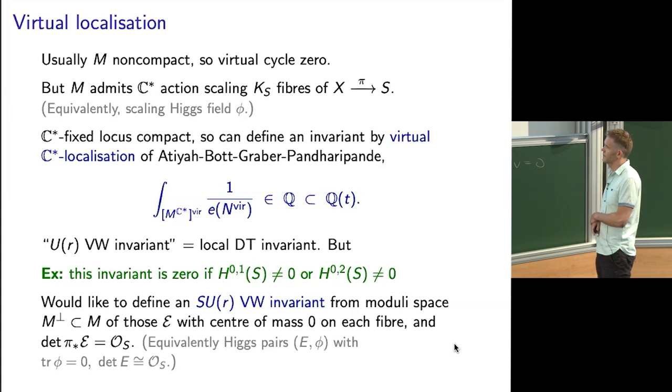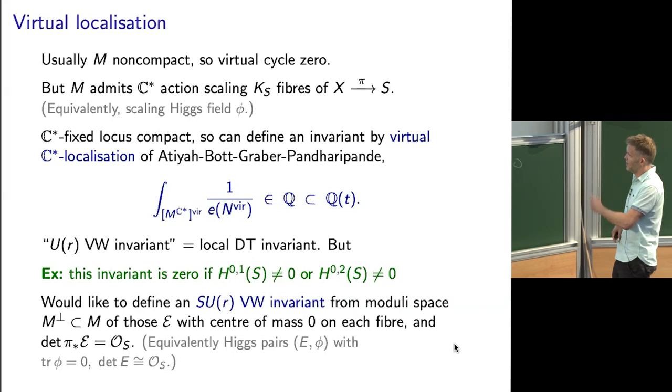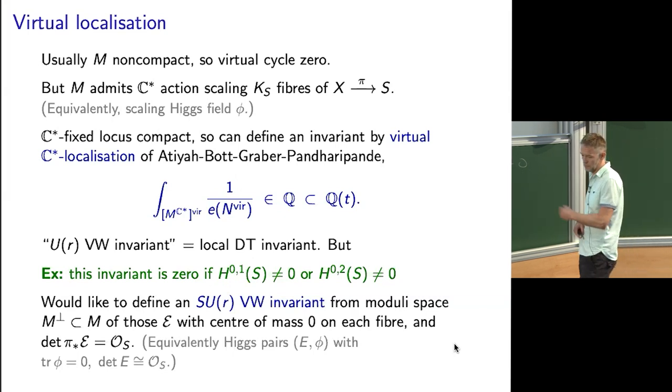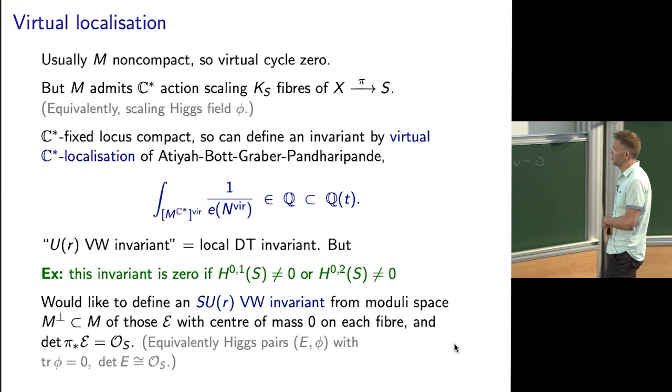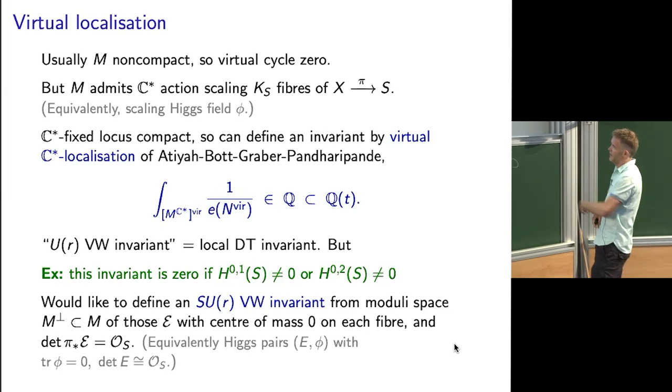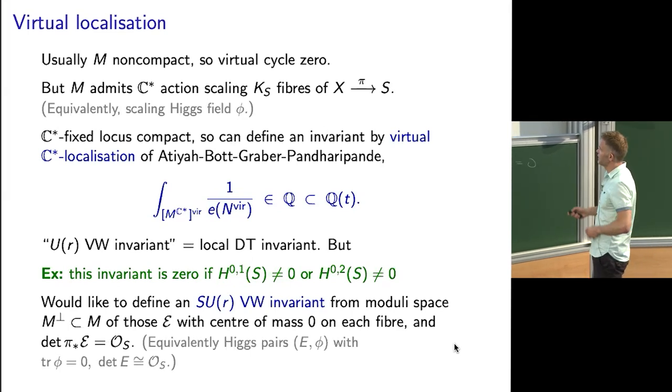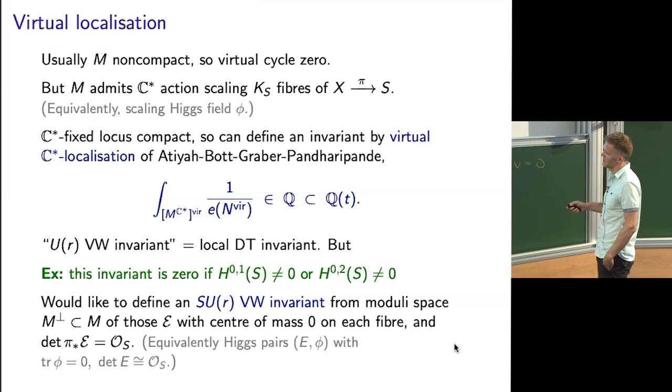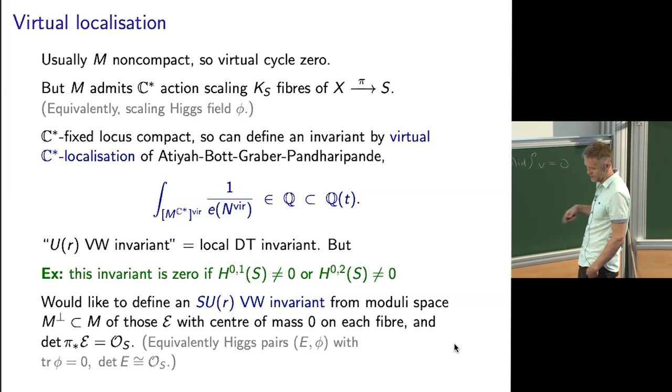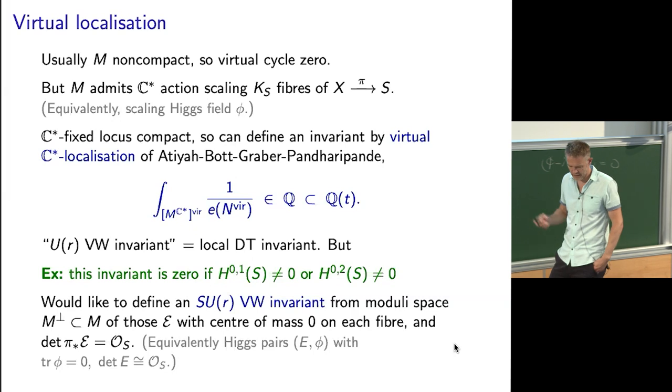Okay. So what we really want to do is define an SU(r) Vafa-Witten invariant. That's going to have more chance of being non-zero. It's much more interesting. And it's not just a DT invariant, so it's something new. Okay. So what we do is we take this moduli space, which I call M perp, of those E with center of mass zero and this fixed determinant condition. Equivalently, instead of all Higgs pairs, we take those stable Higgs pairs with trace zero and fixed determinant. And you can relax this O_S and fix just any old line bundle. That's fine.